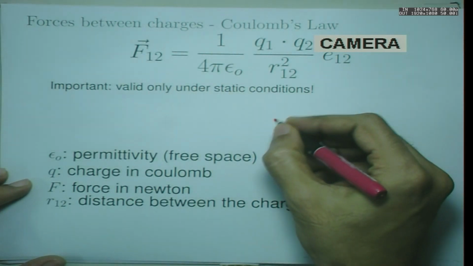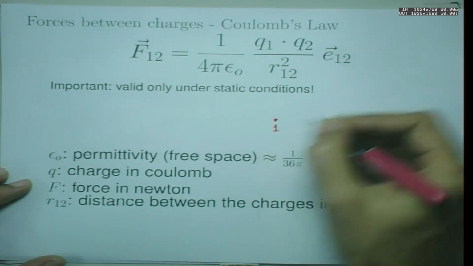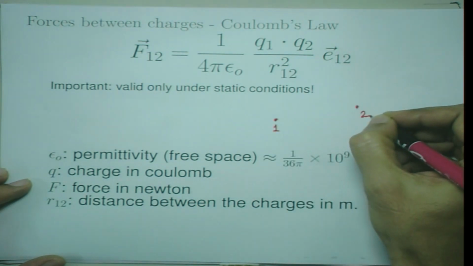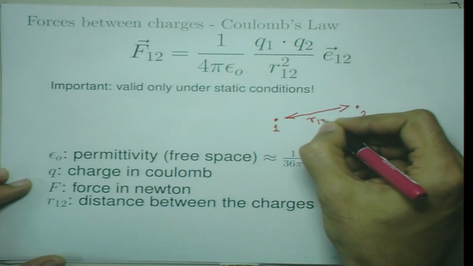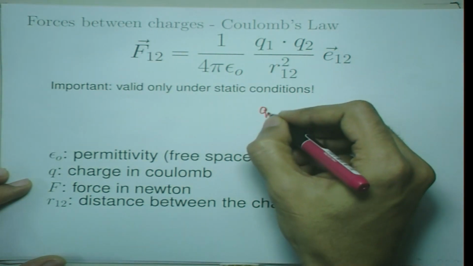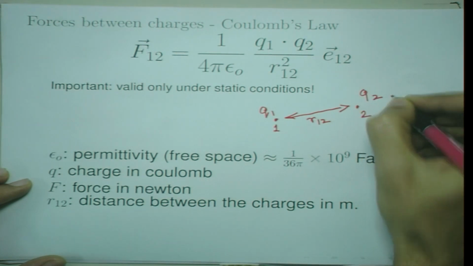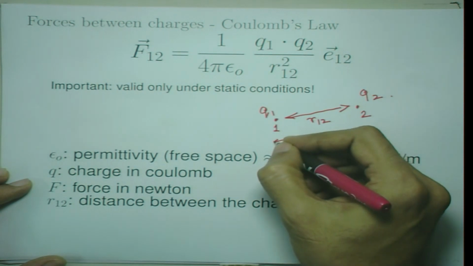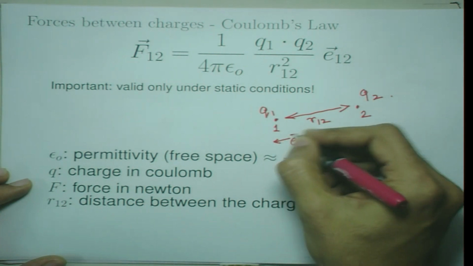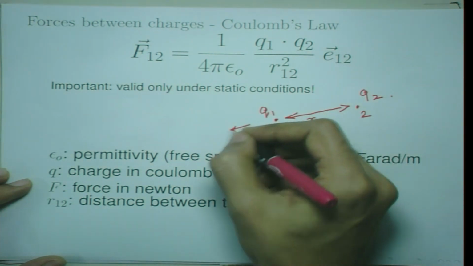So, what we have here is if you have got a charge at 1 and a charge at 2, this distance is r12 and this is charge q1 and this is charge q2, and the force is of course in this E12 direction, this E12 bar, and of course the force is also in this direction.